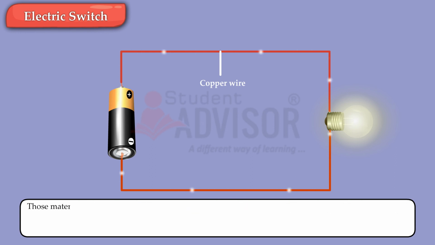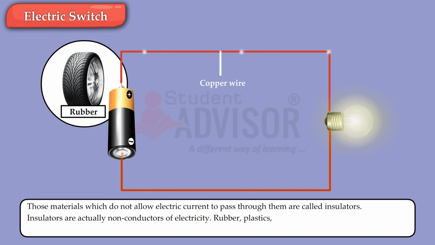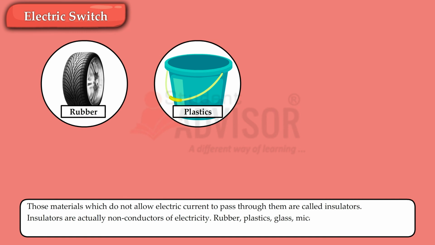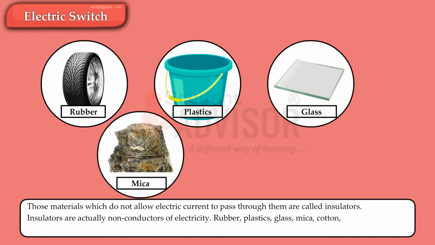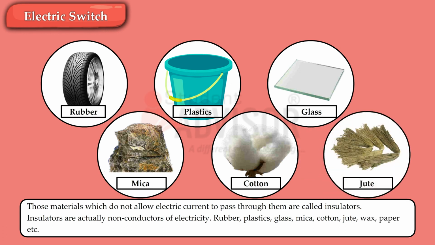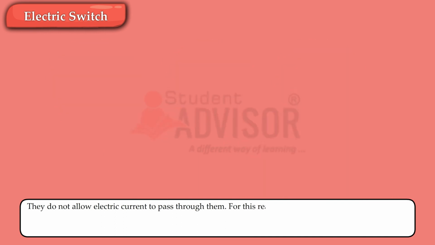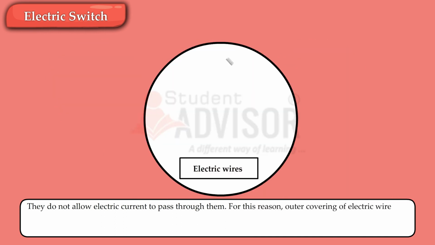Those materials which do not allow electric current to pass through them are called insulators. Insulators are actually non-conductors of electricity. Rubber, plastics, glass, mica, cotton, jute, wax, paper, etc. do not allow electric current to pass through them. For this reason, the outer covering of electric wires is made up of plastic because it is a poor conductor of electricity.